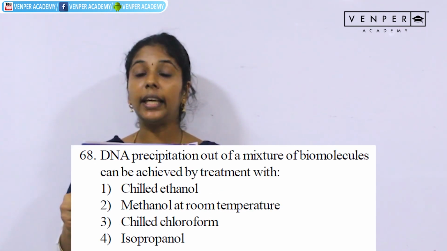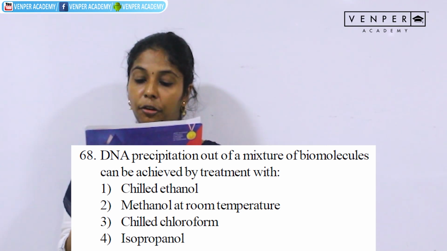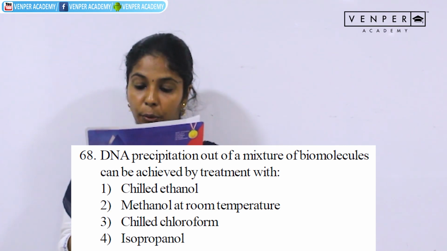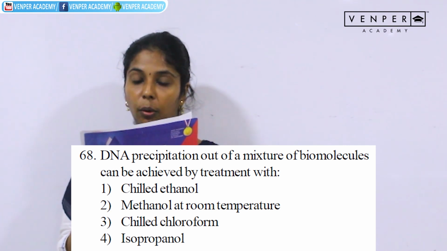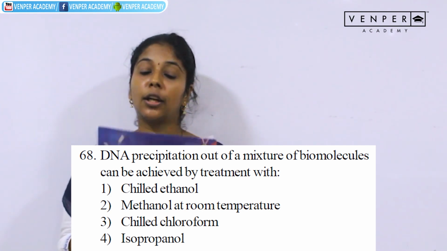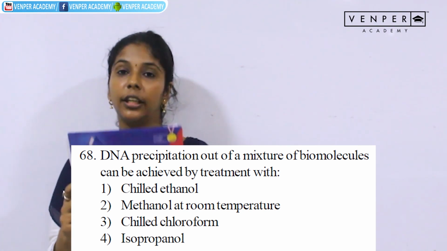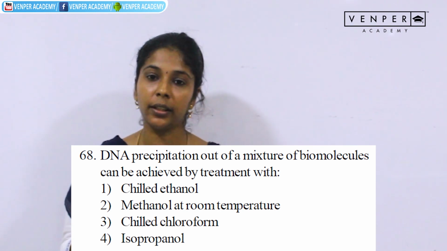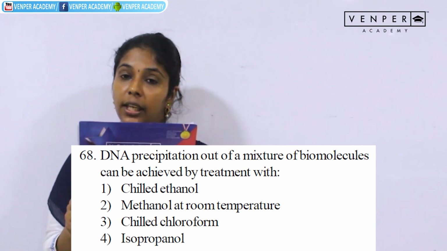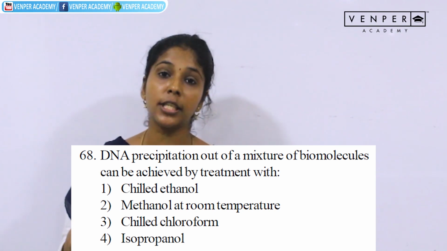68th question. DNA precipitation out of a mixture of biomolecules can be achieved by treatment with first option chilled ethanol, second option methanol at room temperature, third option chilled chloroform, and fourth isopropanol. Ethanol precipitation is used because it purifies or concentrates RNA and DNA. It is an anti-solvent and DNA is insoluble in alcohol. So the correct option is chilled ethanol, in which the DNA is precipitated, and this process is called spooling.